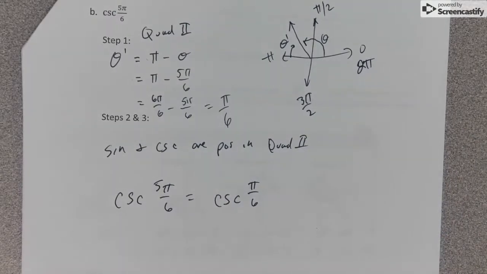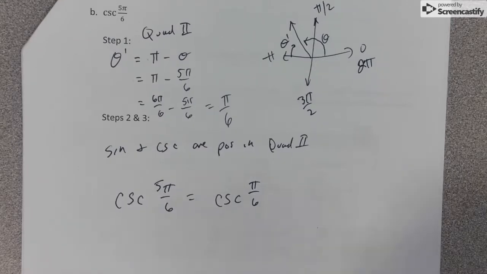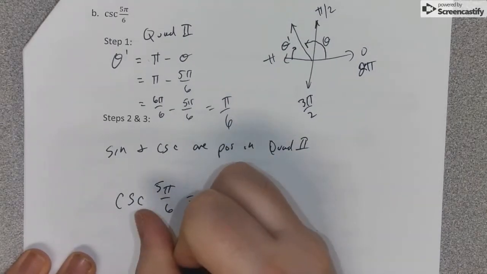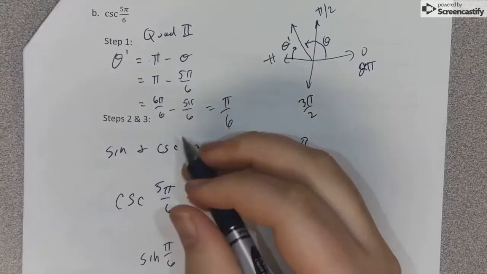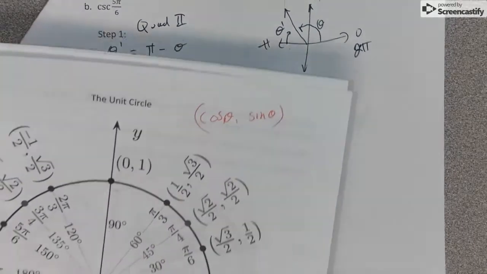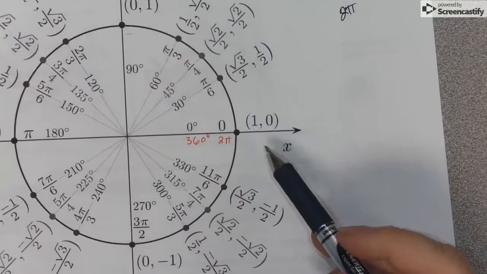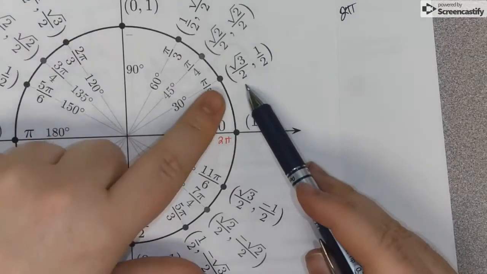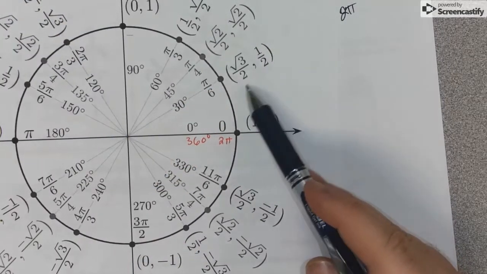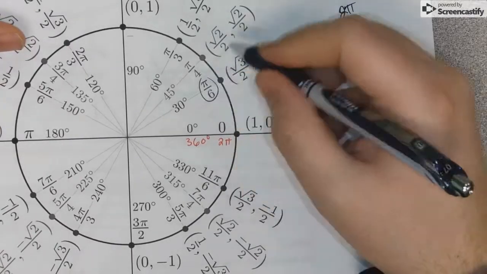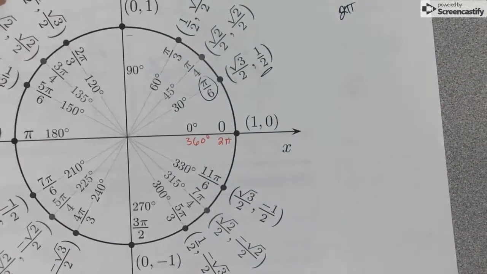So you would want to use your unit circle that I showed you in class to find what is the sine of pi over 6. So let's look for the sine of pi over 6. So remember, the sine is your y-coordinate. So the sine of pi over 6, so here's pi over 6. So the sine of pi over 6 is 1/2.